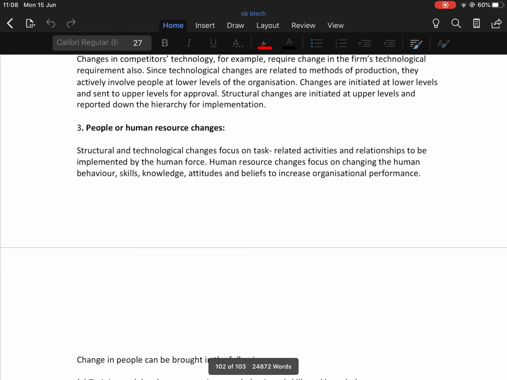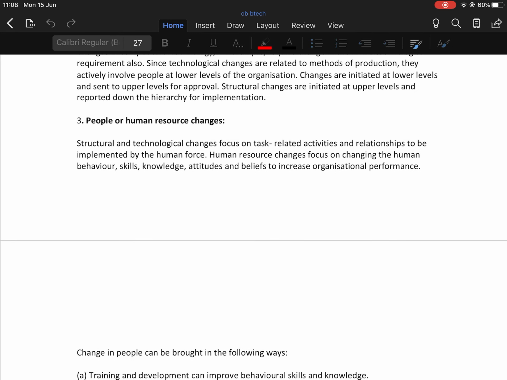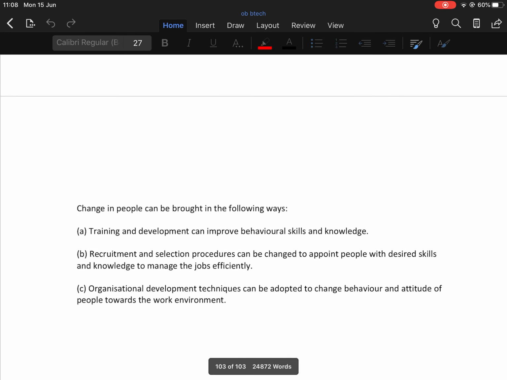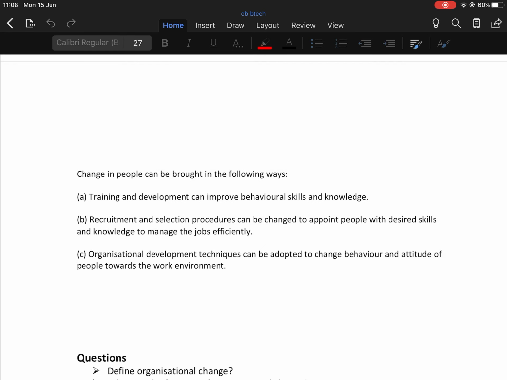Now comes people or human resource changes. Structural and technological changes focus on task related activities, whereas these activities are to be implemented by the human force. Human resource changes focus on changing the human behavior, skills, knowledge, attitude, and belief to increase organizational performance. So change in people can be brought in the following ways: by training and development.